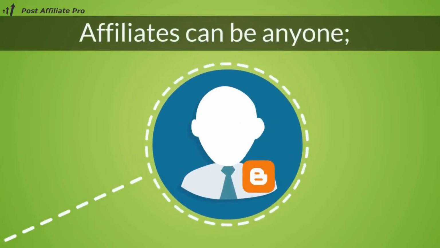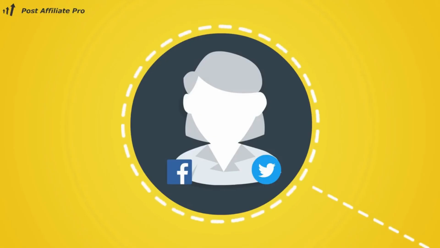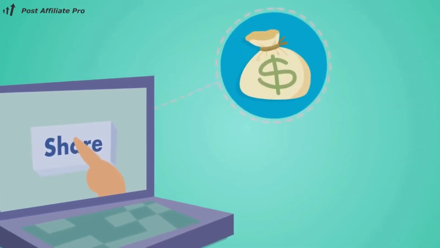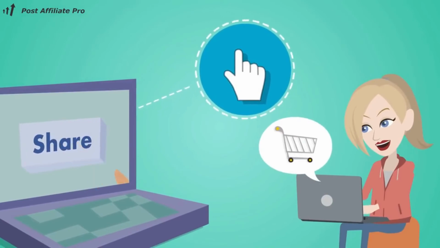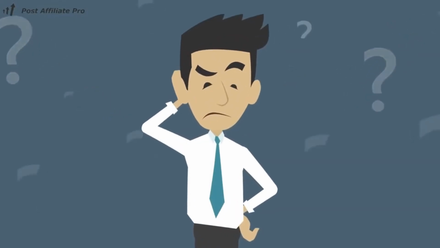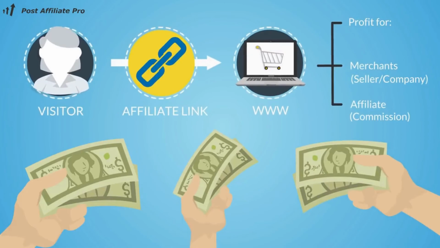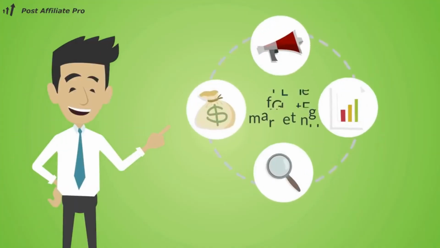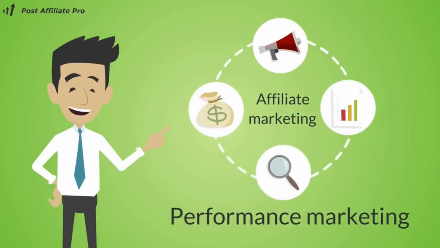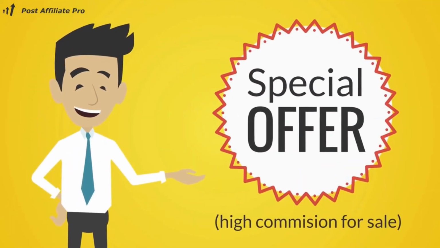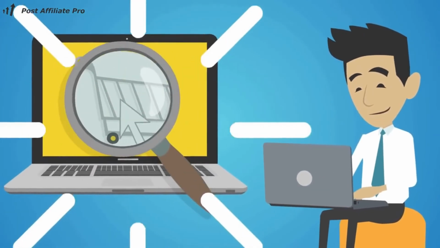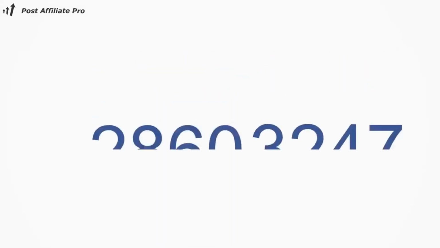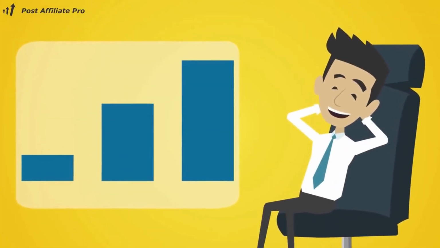Affiliates can be anyone: bloggers, YouTubers, friends on social media. They will share your affiliate link and make a commission every time someone clicks their affiliate link and purchases your product or service. How does an affiliate program work? You only pay for the performance of your affiliates. That's why affiliate marketing is known as performance marketing. Prepare an attractive offer, high commission for sale, find affiliates, and let your affiliate software track all clicks, sales, and automatically calculate commissions for each affiliate. Sit back and watch your company's revenue grow.